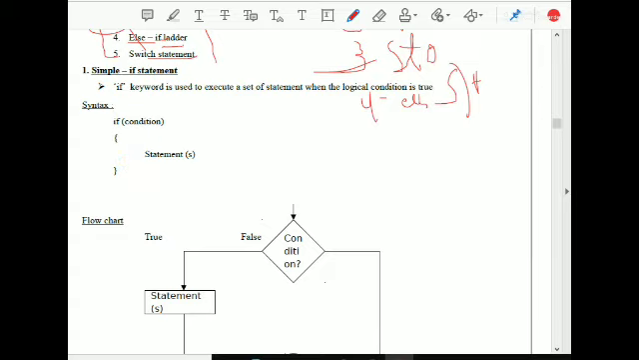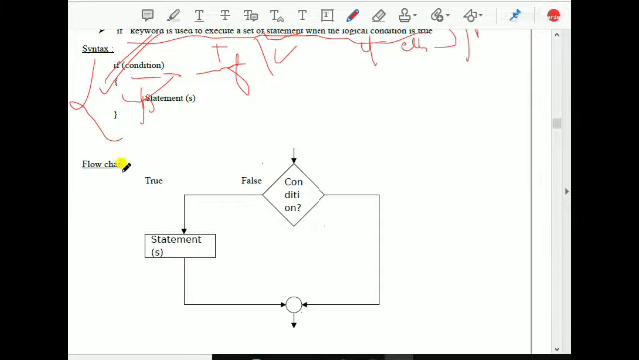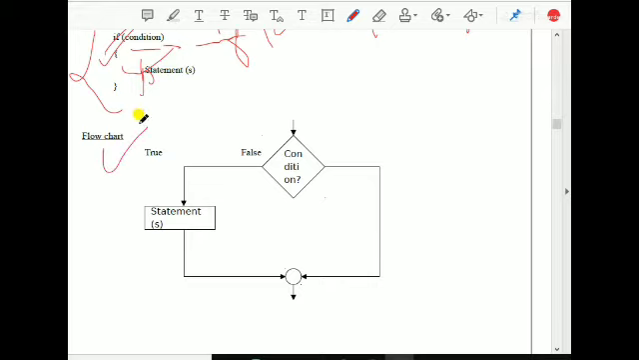See, simple if means we simply write if the condition is true, then the statement will execute, otherwise it will not execute. The if keyword is used to execute a set of statements when the logical condition is true. That's it. So write the syntax, it is easy, only if and then the statement. If you are writing if a is greater than b and printf a, then that is called an if statement. If you draw a flowchart, it is more than good.